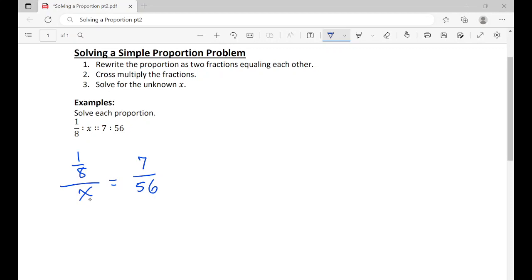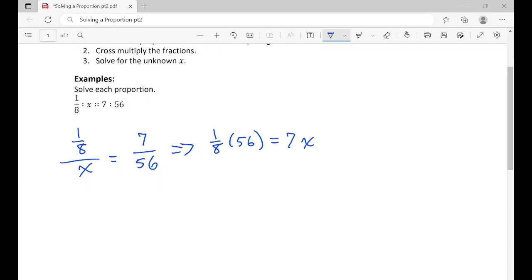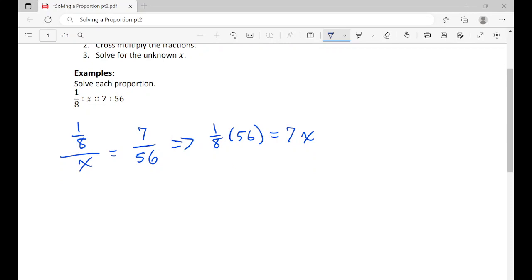And again, I'm going to cross multiply the x over to the 7 and the 56 over to 1/8. When I do that, I'm going to get 1/8 times 56 equals 7x. And 1/8 times 56 is just 7.